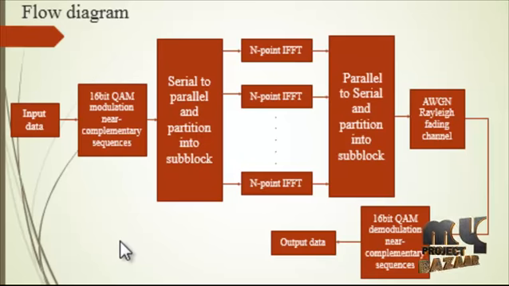Let us discuss the flow diagram of the process. First of all, this is the overall flow diagram of the process. This is the transmission model, then the channel, and then the receiver model. This is generally a simple OFDM block.